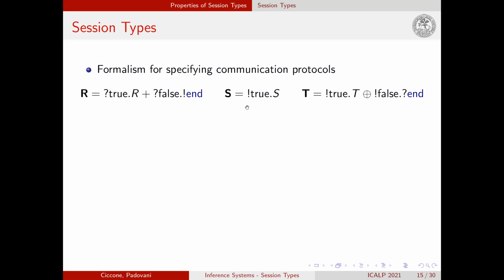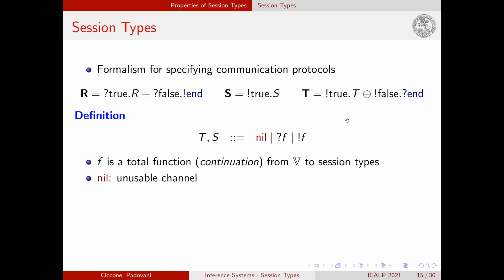The second example models a process that sends true infinite times. And the last example models a process that can either choose true and continue as T, or send false and terminate. And this construct is called the choice.